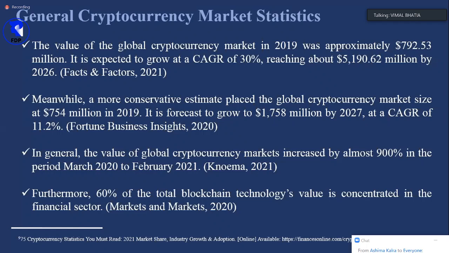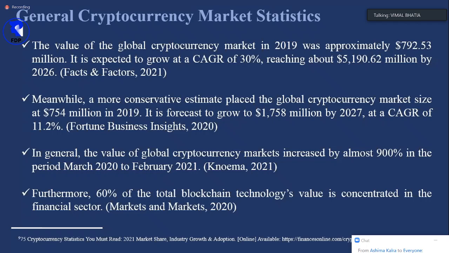Now, if you look at this, there's the general cryptocurrency market. This is where it all became so famous, and many times Bitcoin and blockchain are used interchangeably, because Bitcoin is so popular that the terms got mixed up. The value of the global cryptocurrency market in 2019 was expected to be 702 million US dollars, and it's expected to grow at a CAGR of 30%, reaching 5,190 million by 2026. So you can see there's so much demand, so much being put there, and it is making news.